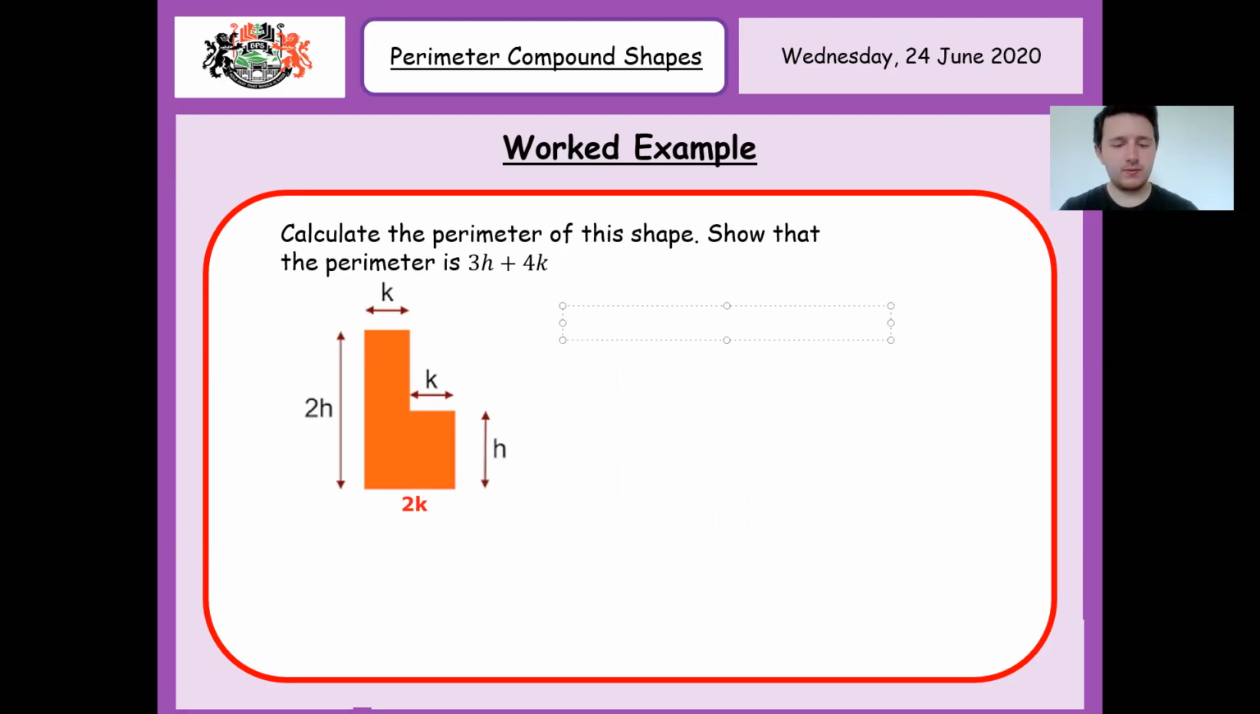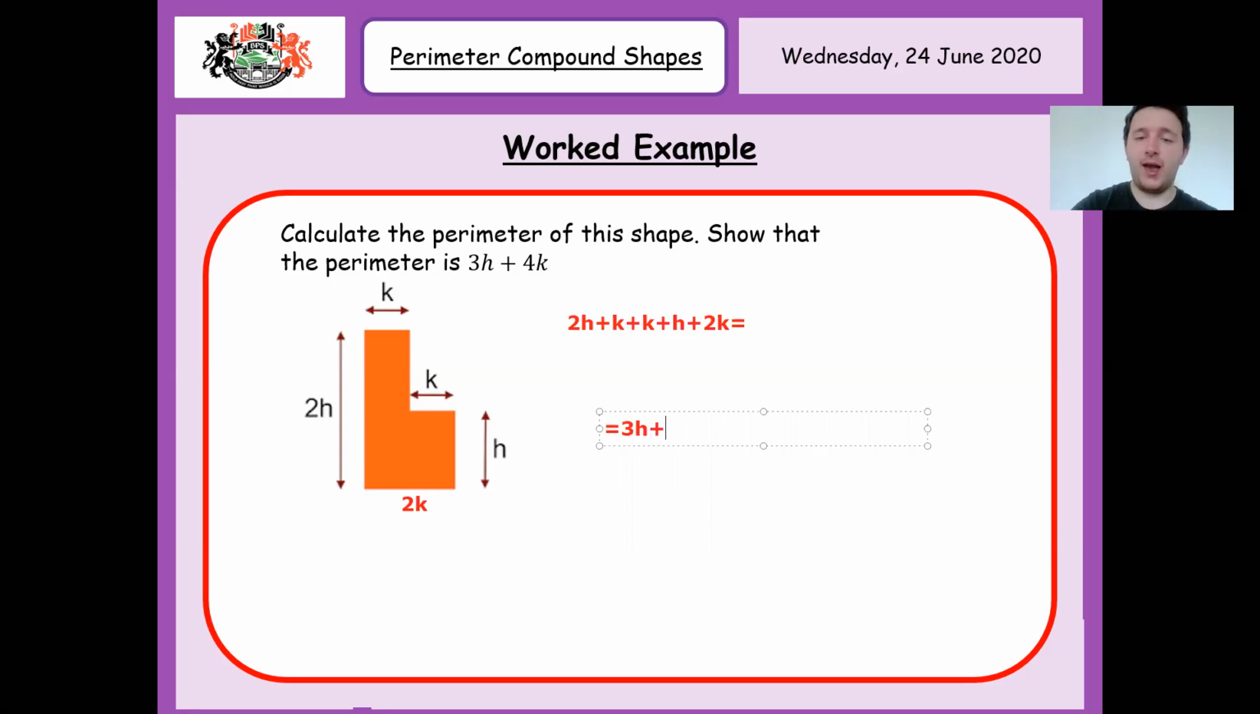2h plus k plus k plus h plus 2k. Now, this is a little bit different to the one we've just done. I'm going to write equals here. It's different because there's k's and there's h's, but you treat them as individuals. So we look at the h's first: 2h plus 1h is 3h. 2 plus 1 is 3.